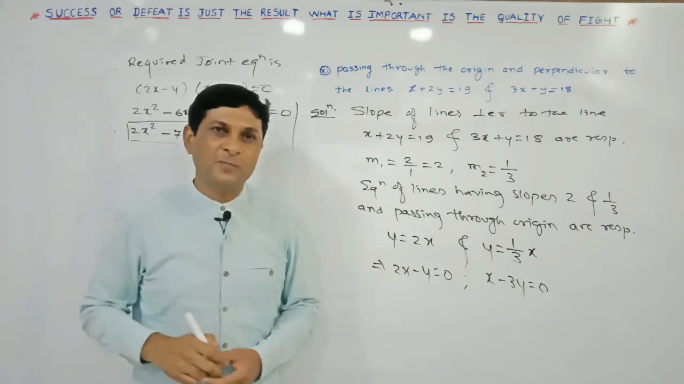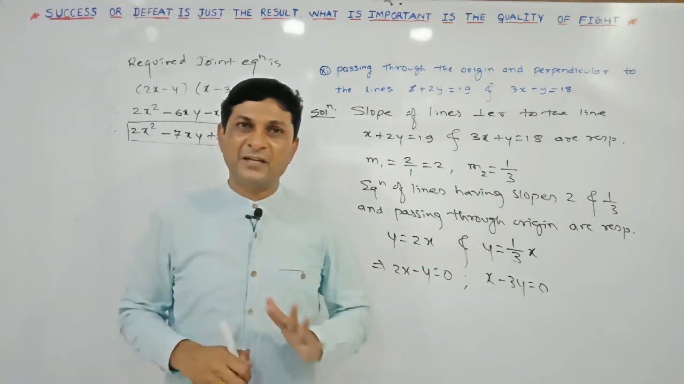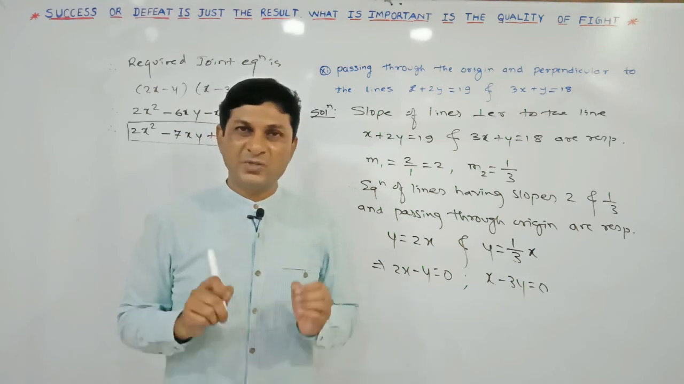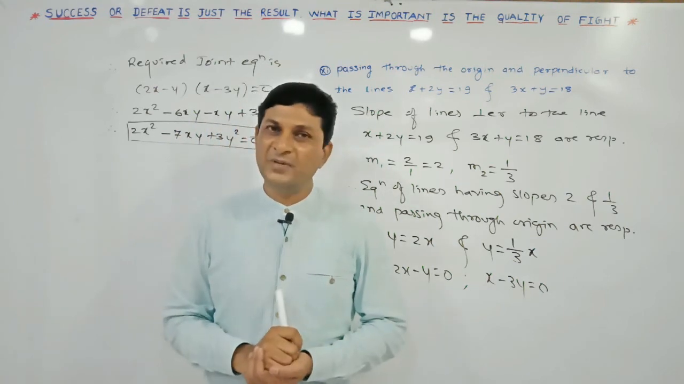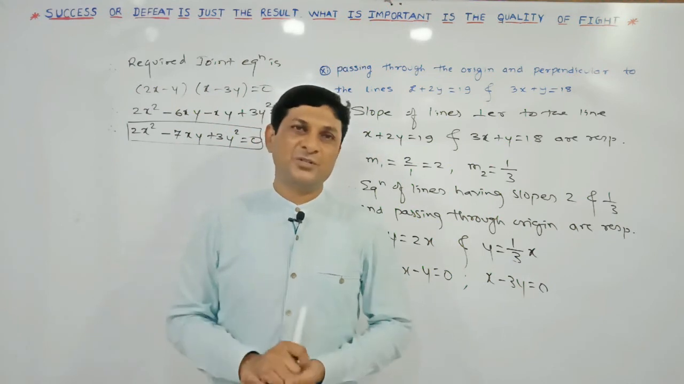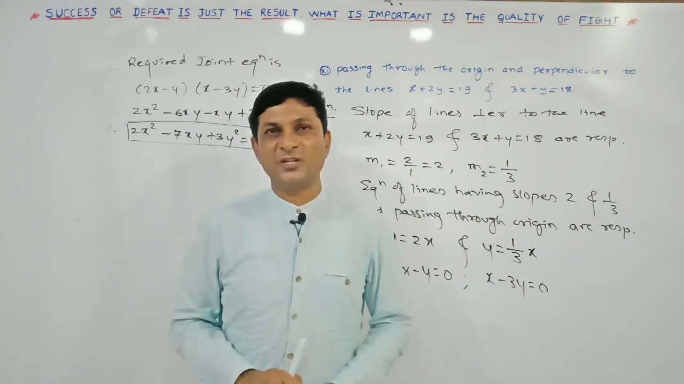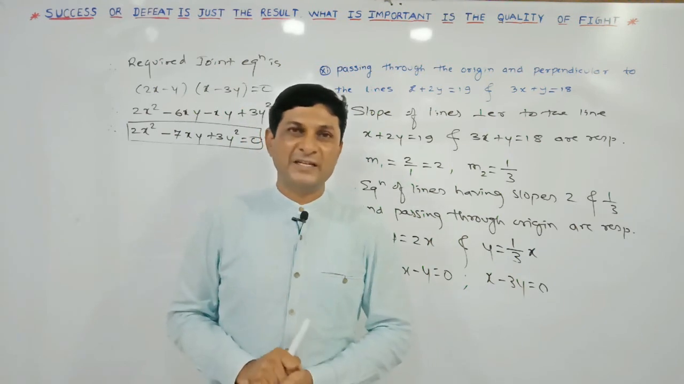In this way we have completed this question also. Total 11 examples are there. In all these examples we have seen how to find out the joint equation of lines using the given condition in the example. In the next video we will start the next question from this miscellaneous exercise.